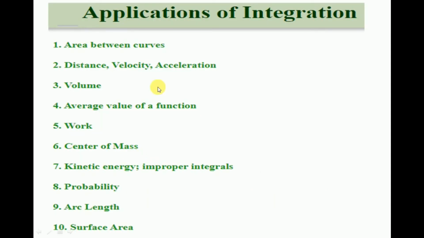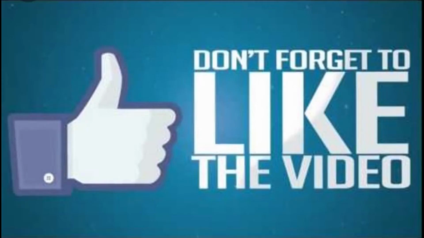These are the applications of integration. You have already seen we can find the area under a curve using integration. In physics we can use it to find distance, velocity and acceleration, and also work done and kinetic energy. These are all the applications of integration.